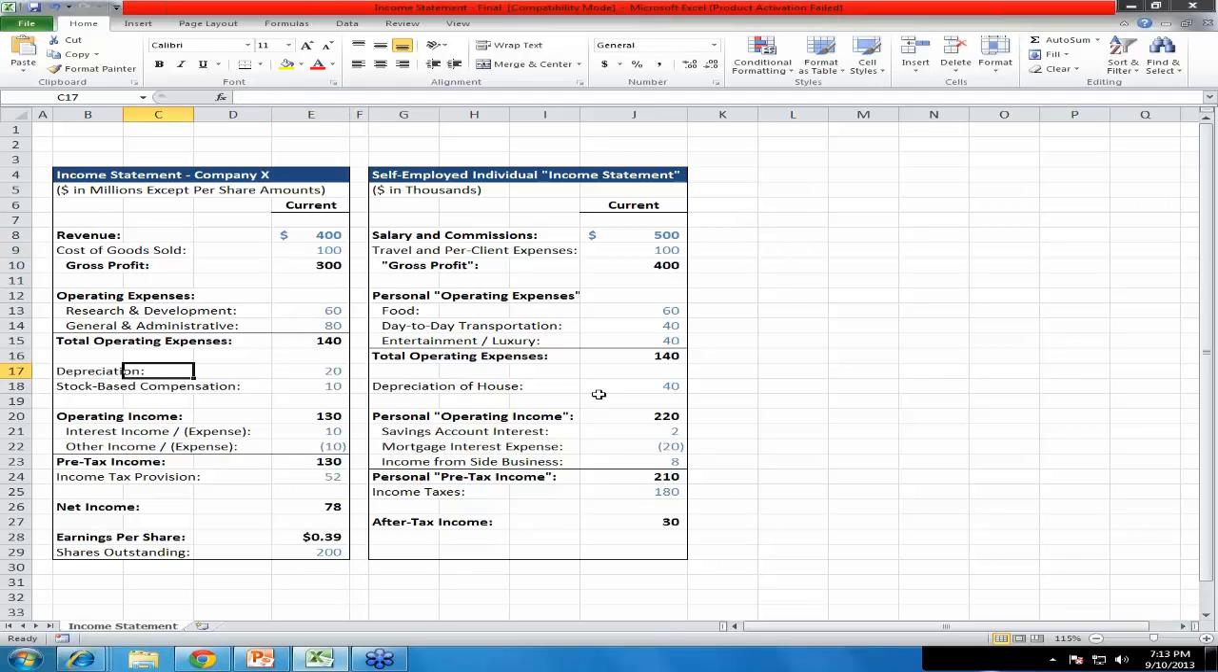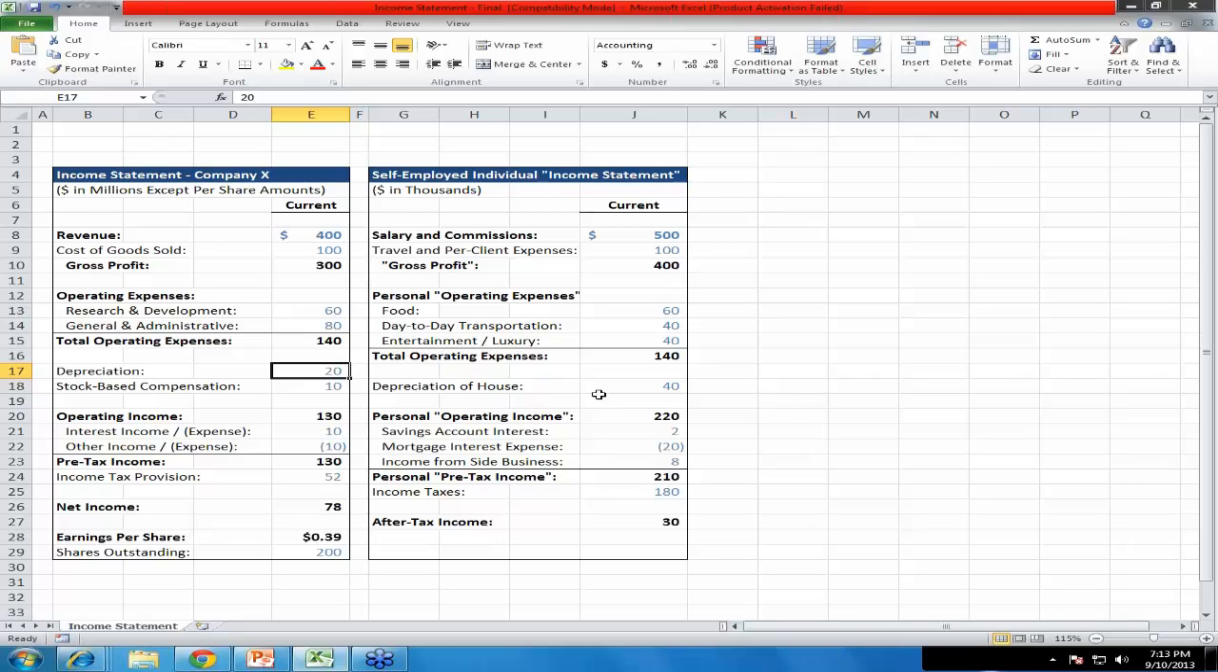Let's take it a step further. Now, the building that I operate in, the building in which I actually run my pizza shop, may depreciate over time. Depreciation means it actually loses value over time. And when a particular asset is losing value over time, let's say in this case it's losing $20 per year, that is a type of expense.